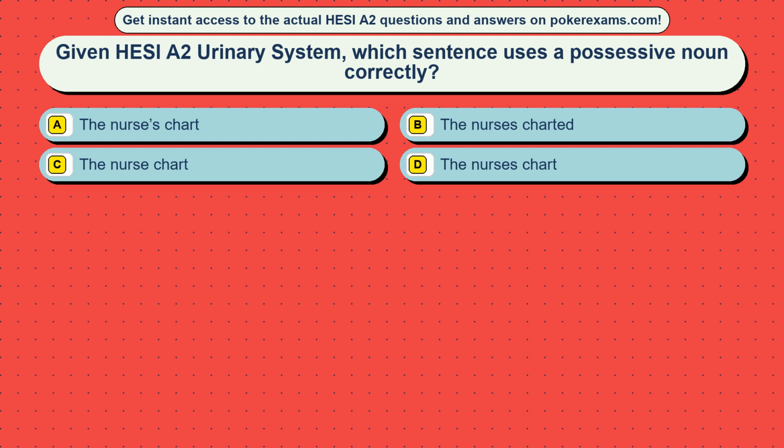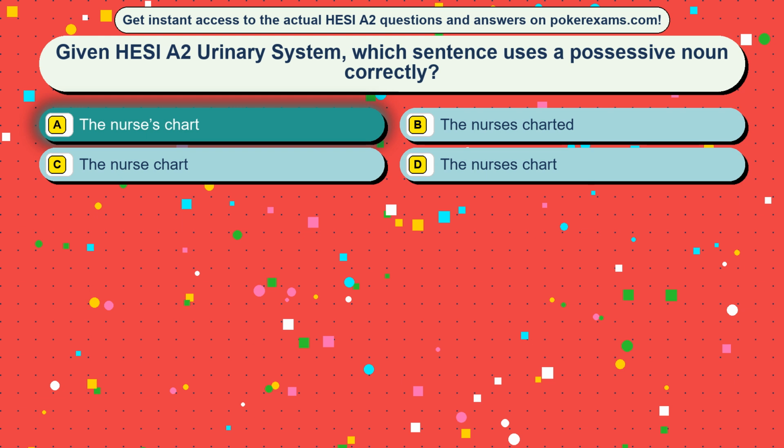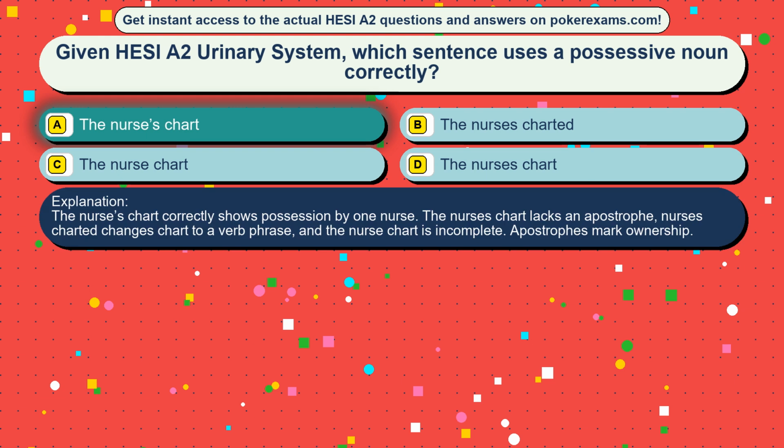Option D, the nurse's chart. The correct answer is option A, the nurse's chart. The nurse's chart correctly shows possession by one nurse. The nurse's chart lacks an apostrophe, nurse's charted changes chart to a verb phrase, and the nurse chart is incomplete. Apostrophes mark ownership.